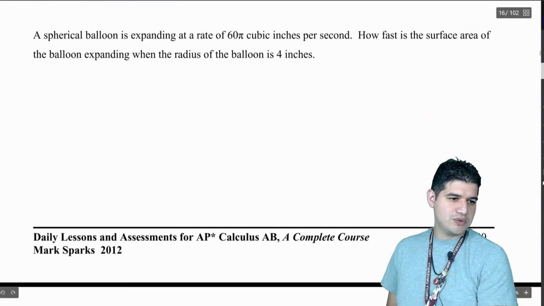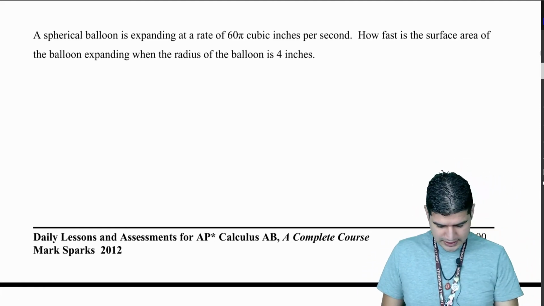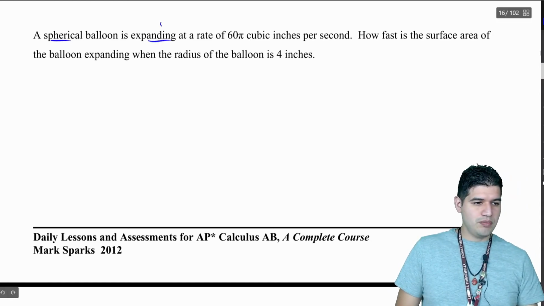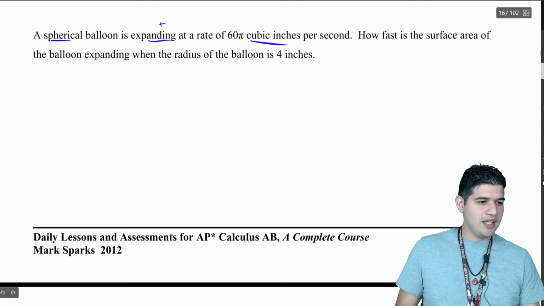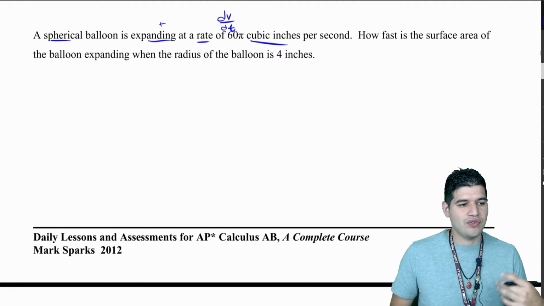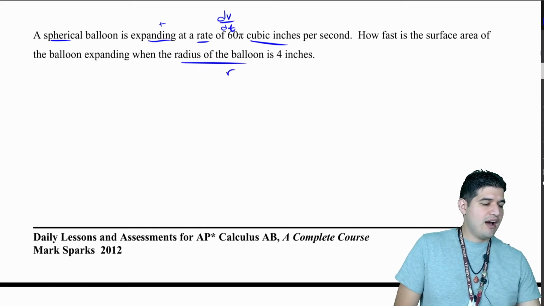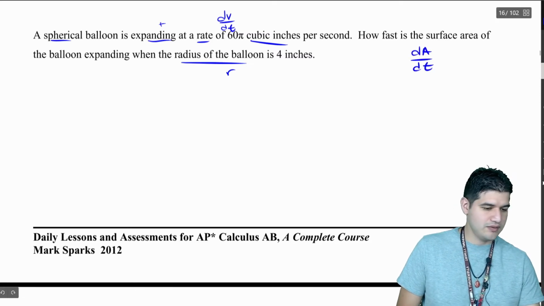A spherical balloon is expanding at a rate of 60 pi cubic inches per second. So let's see what we know. We know it's a sphere. We know we're expanding, so that's going to be positive. The rate of cubic inches, so that's going to be volume, and it's a rate, so that's going to be dV/dt. And then how fast is the surface area of the balloon expanding when the radius, r, is 4 inches? So we want to find dA/dt.